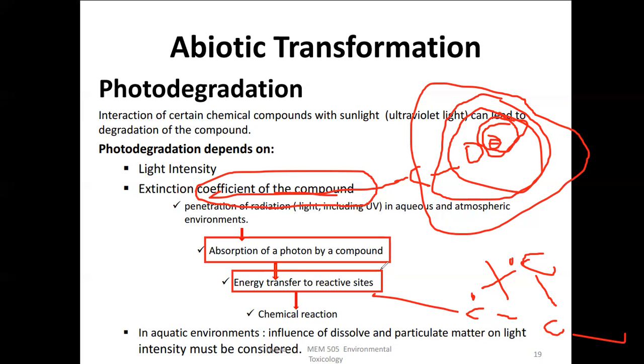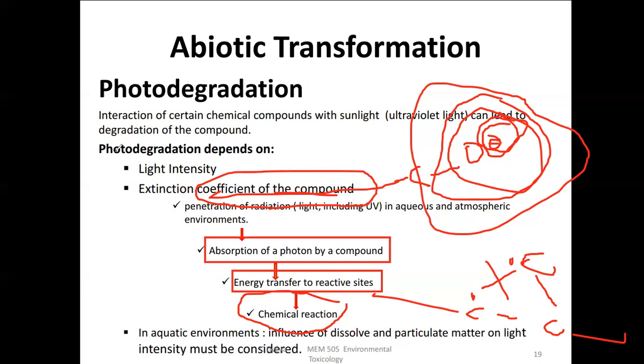So remember, when we're talking about the degradation of a compound, we're talking about what happens to the reactive site. If the compound has a reactive site, heat is transmitted to that site, and then the structure is changed, at the end of the day that compound will become a less toxic metabolite. Then the other one talks about the chemical reaction, which is very common. So these are the things that are very important.